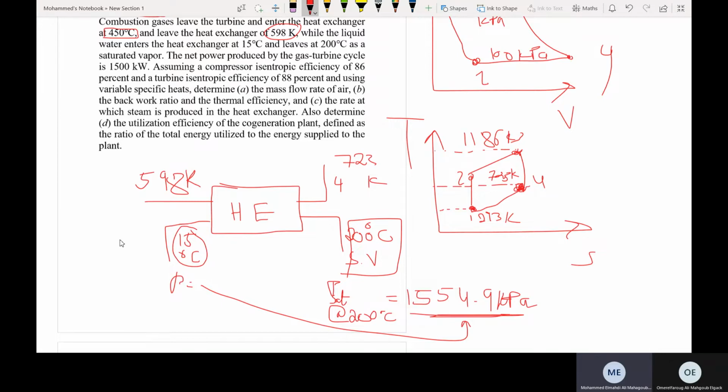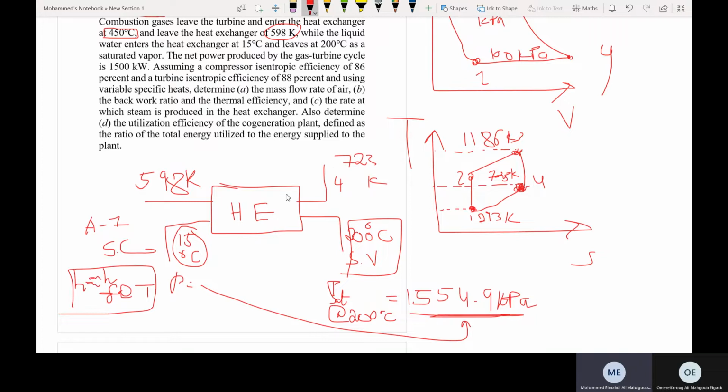So this is subcooled liquid. For subcooled liquid, we can make use of the approximation because we don't have A7 tables for the subcooled liquid. We can make use of the approximation h equal to hf at temperature. This is from thermodynamics, approximately.